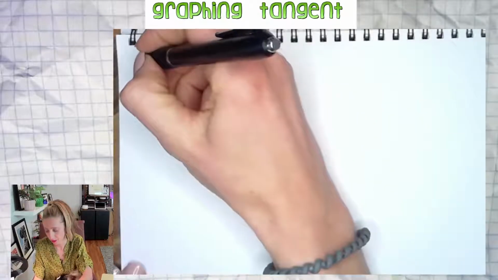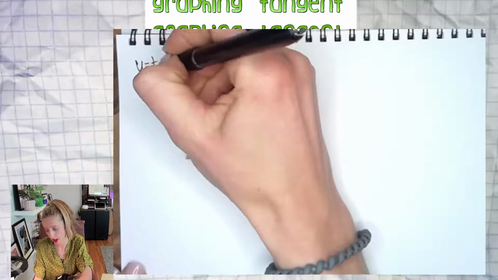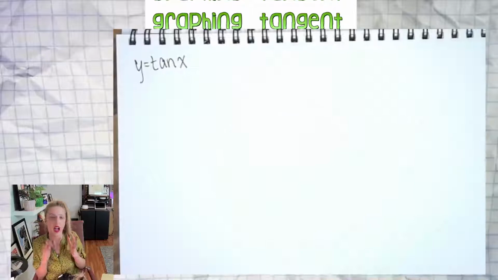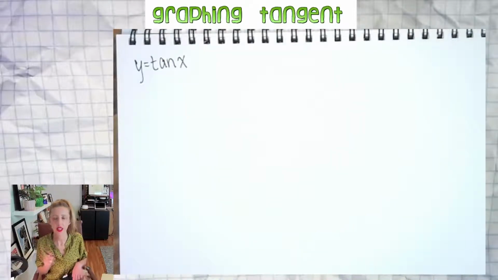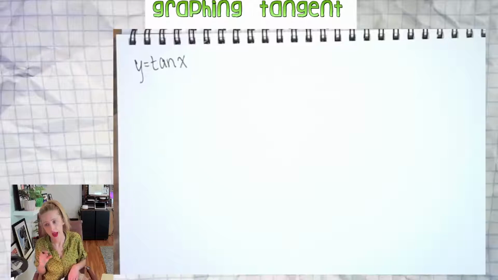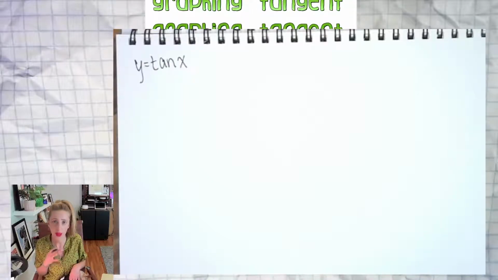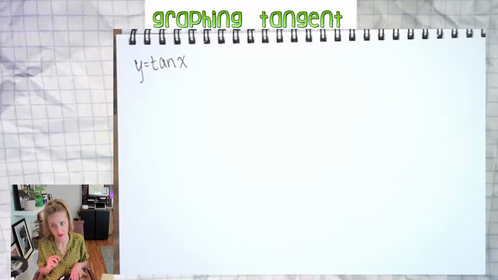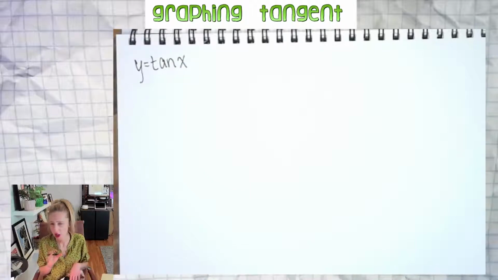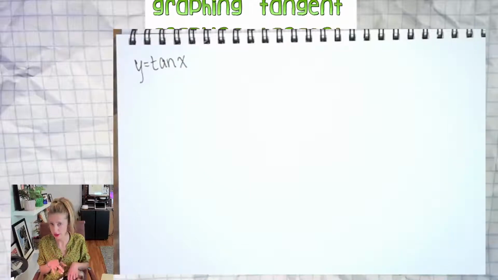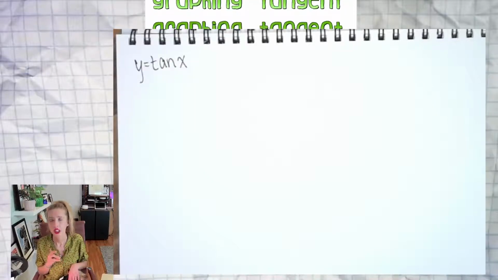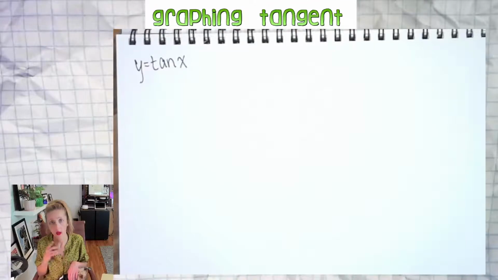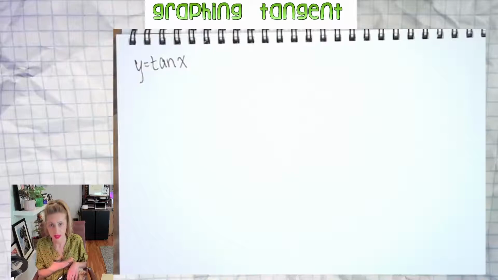So for one thing, y equals tan x. For starters, whenever I graph tangent, and everyone's going to do it a little bit differently, I'm still going to graph between 0 and 2 pi for my parent function. However, if you think about tangent, and we talked about this when we were solving trig equations quite a bit, tangent repeats its pattern much sooner than sine or cosine, cosecant, or secant do.